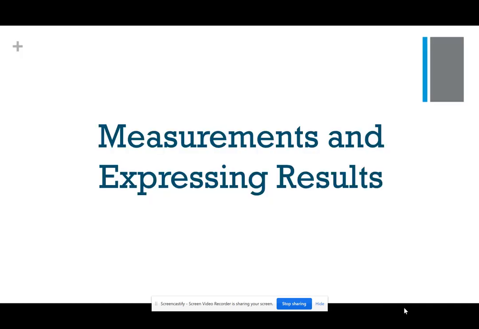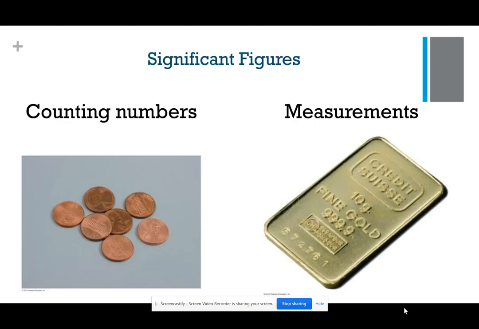First thing we're going to talk about is measurements and expressing results. As a chemist, as a scientist, we're certainly going to take lots and lots of measurements. So we want to make sure that we're doing that the correct way so that when we report our data, it is the same across the board. There's going to be two types of numbers that we talk about. The first one is going to be counting numbers, and the second one is going to be a measurement.